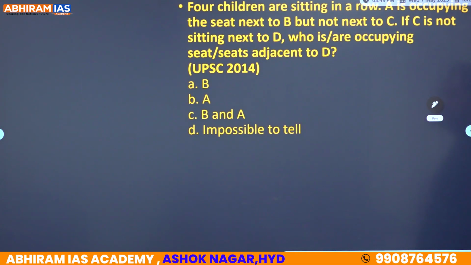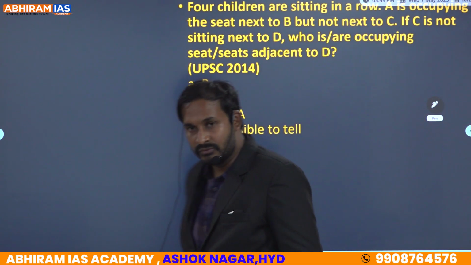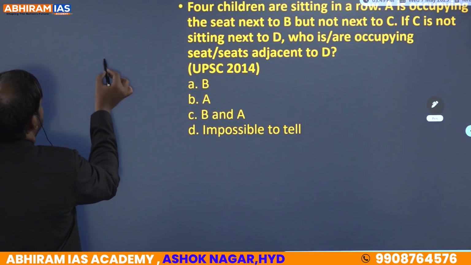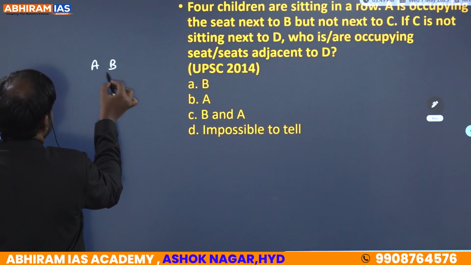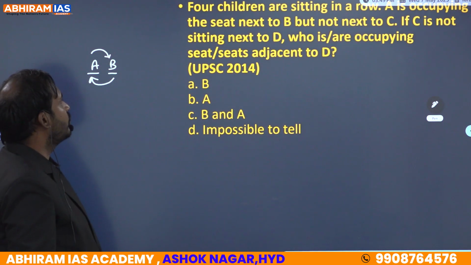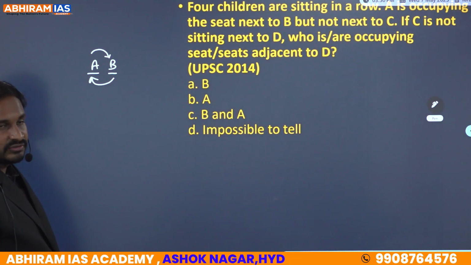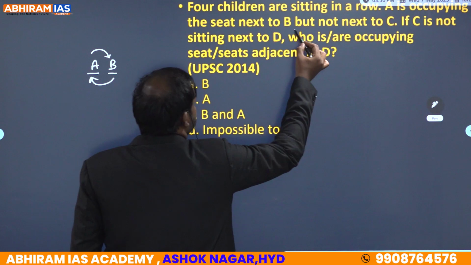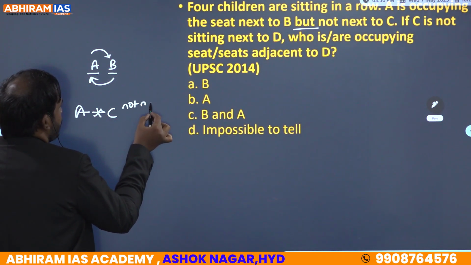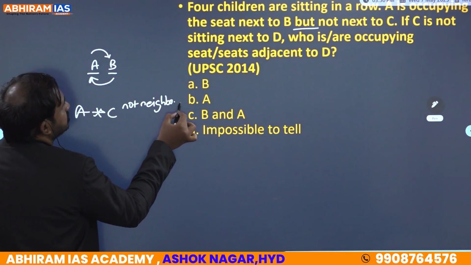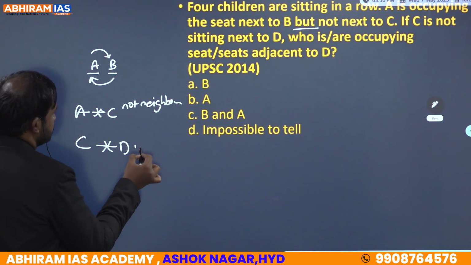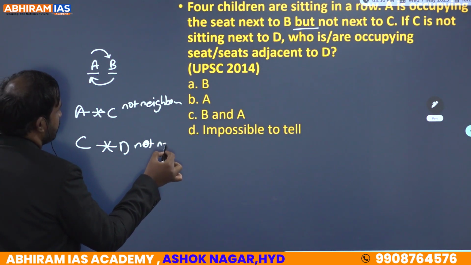Next one. Four children are sitting in a row. A is occupying the seat next to B. A and B are neighbors. They can interchange. A is occupying the seat next to B, but not next to C. But not next to C means who? The same person A. A and C are not neighbors. If C is not sitting next to D, that means C and D are also not neighbors.